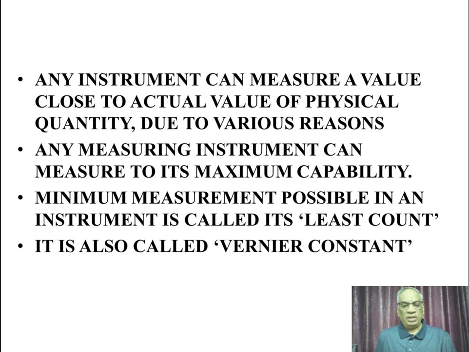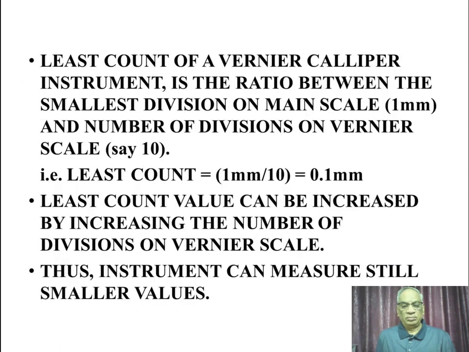Any measurement cannot be the actual value, but it can be very close to the value. Absolute value cannot be measured because of various reasons. The actual value cannot be obtained, but we can approach a value which is very close to the actual value of the physical quantity we are going to measure. So if you take vernier calipers, we are talking about least count, that is the minimum possible measurement with any instrument.